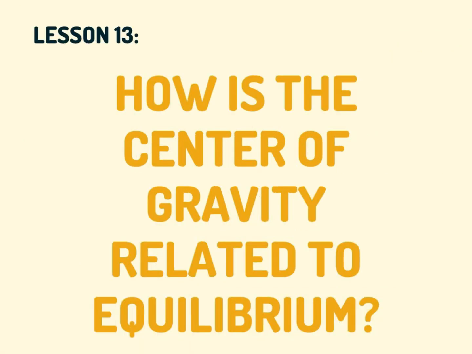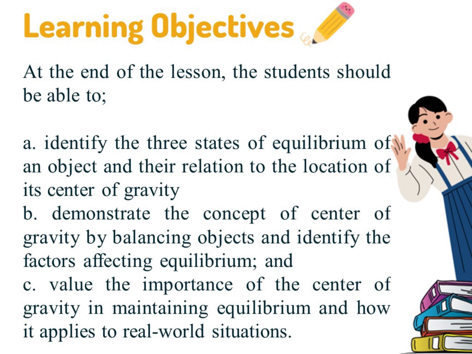Today, we are going to discuss how is the center of gravity related to equilibrium. As we proceed with our lesson, we aim to achieve the following learning objectives. At the end of the lesson, the students should be able to identify the three states of equilibrium of an object and their relation to the location of its center of gravity, perform an experiment to differentiate the three states of equilibrium of an object, and appreciate the significance of the center of gravity in maintaining equilibrium and how it applies to real life or real world situations.